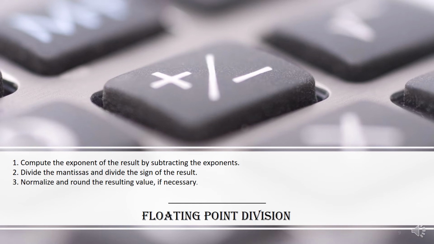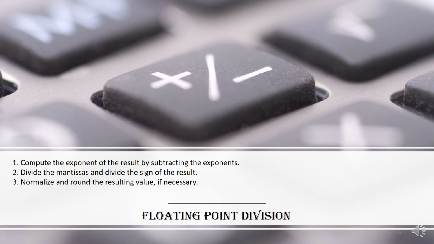In floating point division, the first step is to compute the exponent of the result by subtracting the exponents. Then we should divide the mantissas and define also the sign of the result. So for example, if we're dividing with the same sign, then we end up with a positive floating point. And if we are dividing opposite signs, then we should have a negative sign.